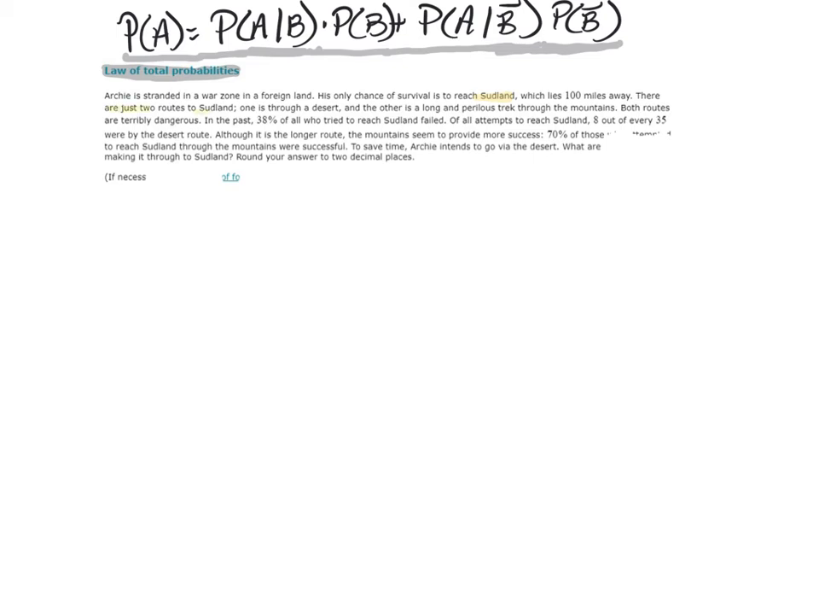There are just two routes to Sudlin. One is through the desert, the other is a long trek through the mountains. Both routes are terribly dangerous. In the past, 38% who tried to reach Sudlin failed. All right, so here's what I'm writing. They just gave me the probability of getting to Sudlin. Be careful here, the probability of getting to Sudlin is 62%.